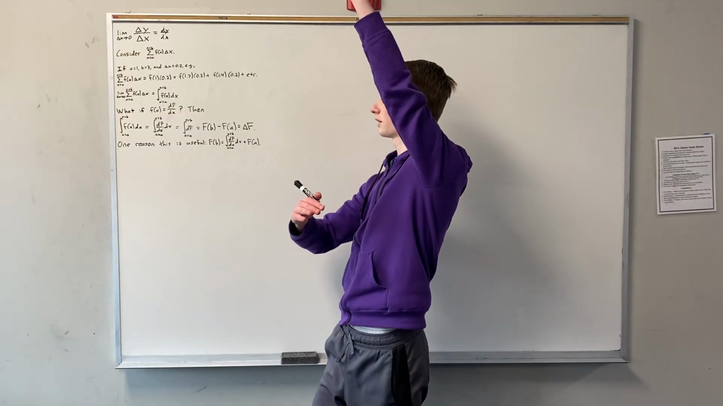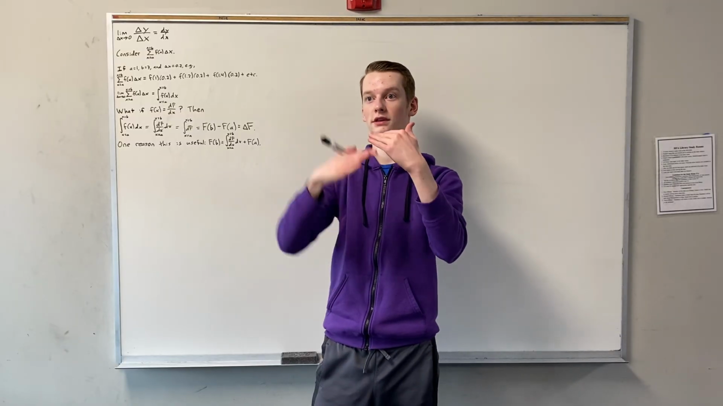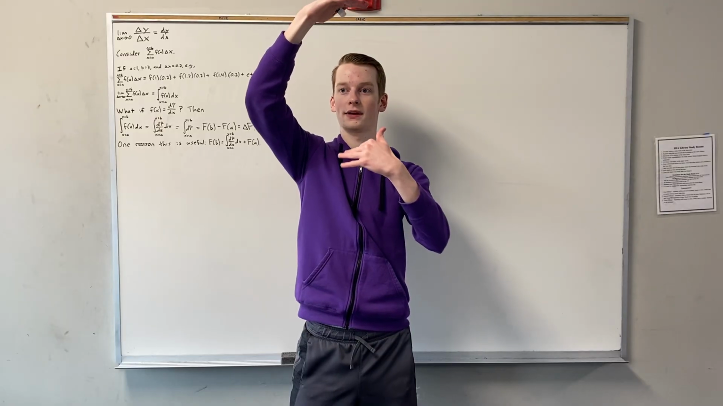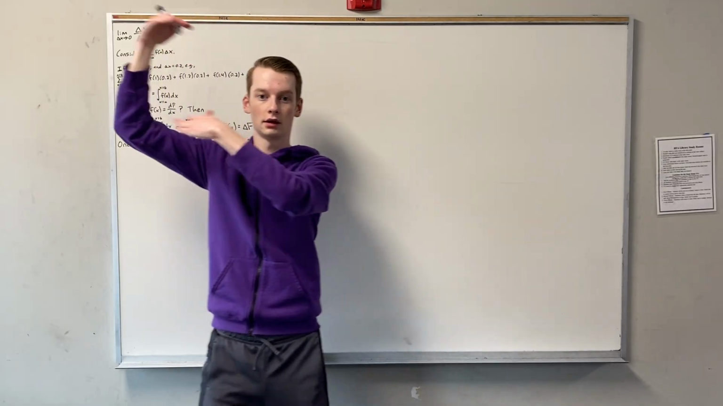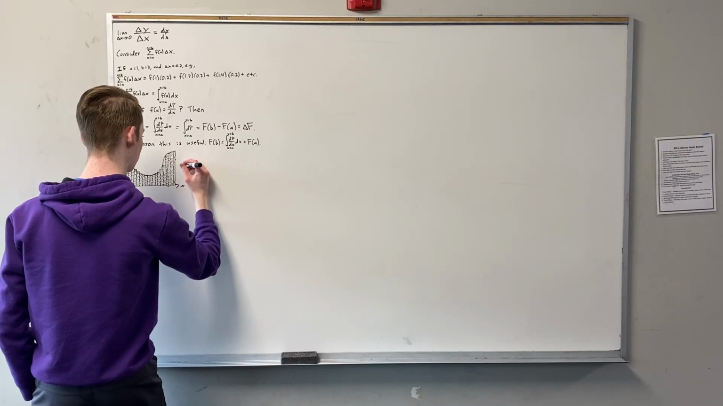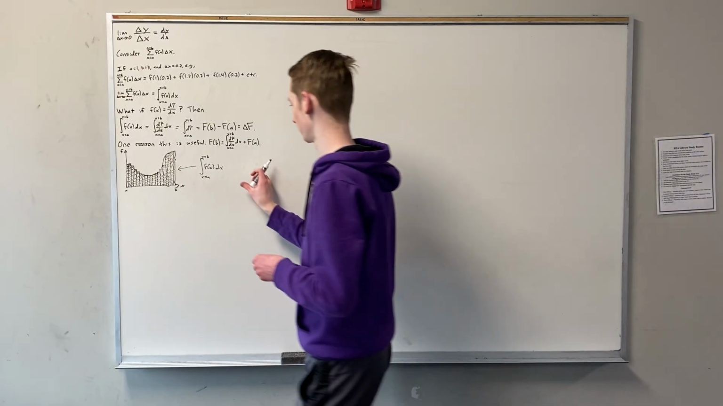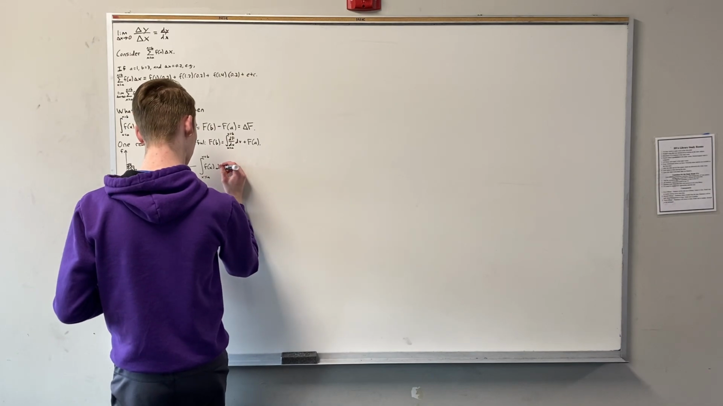Your height is f of x, your width is this tiny change in x, dx. So in effect, you get this rectangle with height f of x, and then you're doing that at every point from a to b. So if you summed up the areas of all these rectangles, of course, you would get the total area under the curve. So that's another reason, if you wanted to find area under the curve.